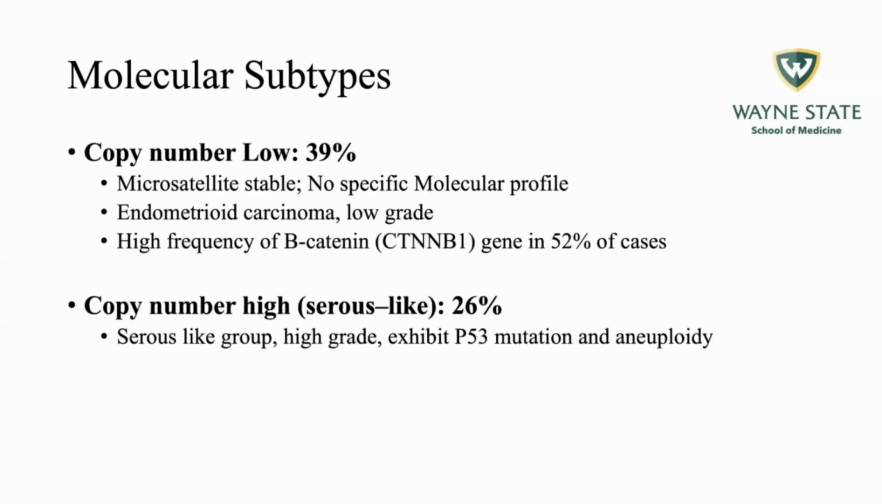The third one, the copy number low, it's composed of 39% of the cohort, and the microsatellite is stable, MMR proteins are intact, no specific molecular profile, endometrioid carcinoma, most of the time low grade. It has high frequency of beta-catenin gene mutations in 50% of cases. And finally, the last group, copy number high, which is serous-like, it's composed of 26%. It has the features of serous on H&E. It's high grade, exhibits P53 mutation and aneuploidy.